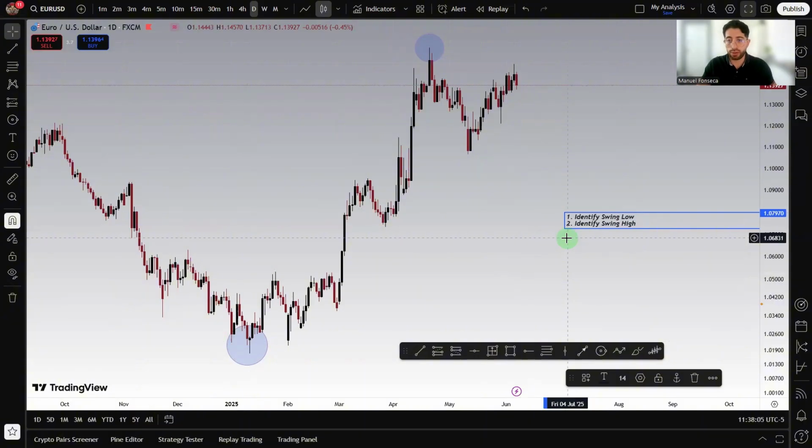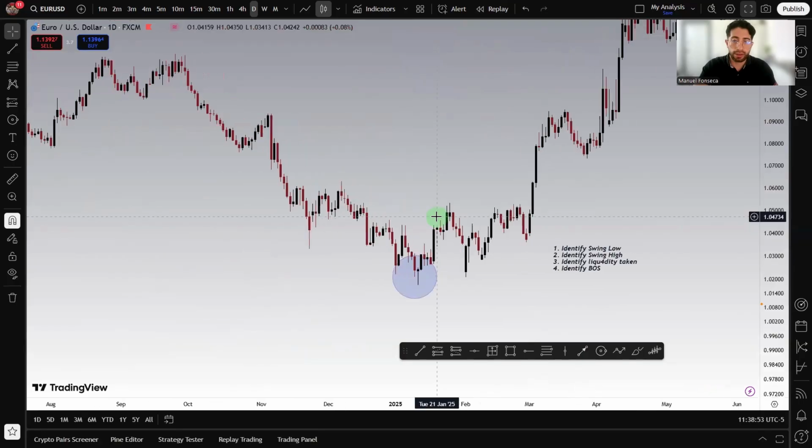Then the swing high, identify the swing high, then observe or identify, let's put identify as well, the liquidity taken, right, liquidity taken. And then again identify, but this will be the fourth step. It will be to identify the break of structure, the BOS. Now we know what we have to identify. Let's go to the market.